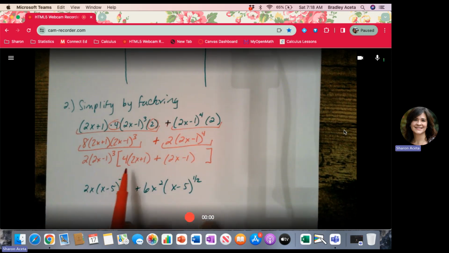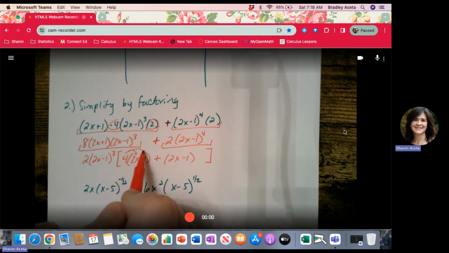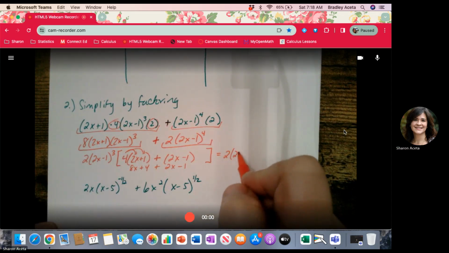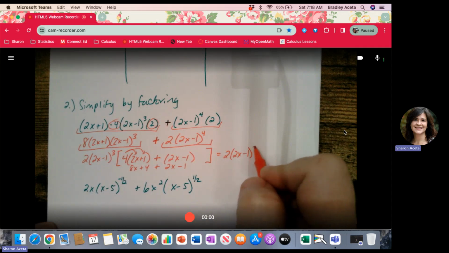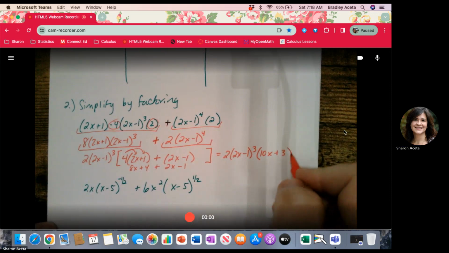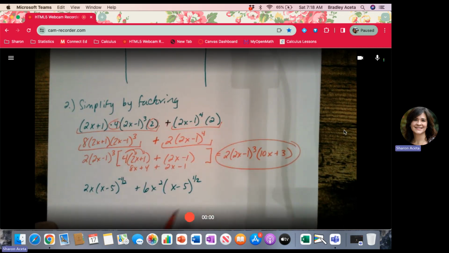Now what you want to do is clean up the part inside that bracket by distributing and FOILing it back out. So this would be 8x plus 4, and then you still have the 2x minus 1. Your final answer would be whatever's in the front, 2 times 2x minus 1 to the third, times the cleanup of the bracket: 8x plus 2x, which is 10x, and 4 minus 1, which is 3. And that's your answer in simplified, factored form.